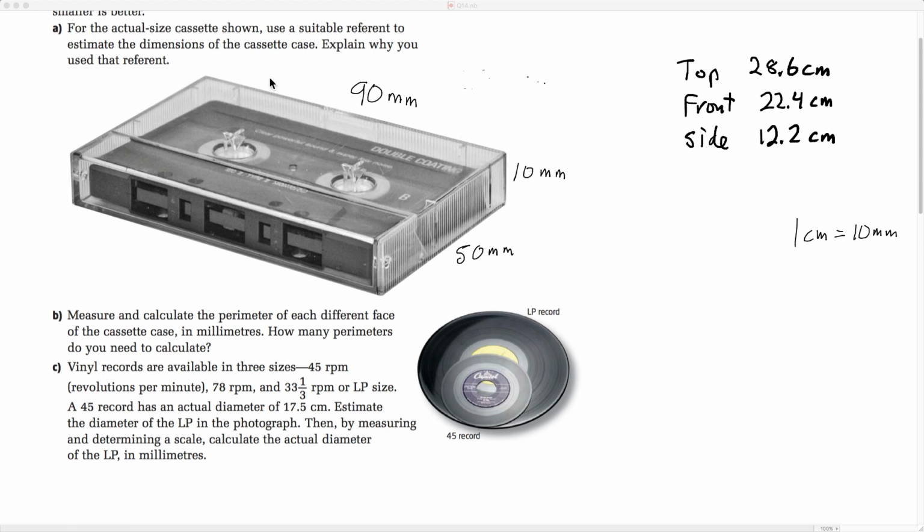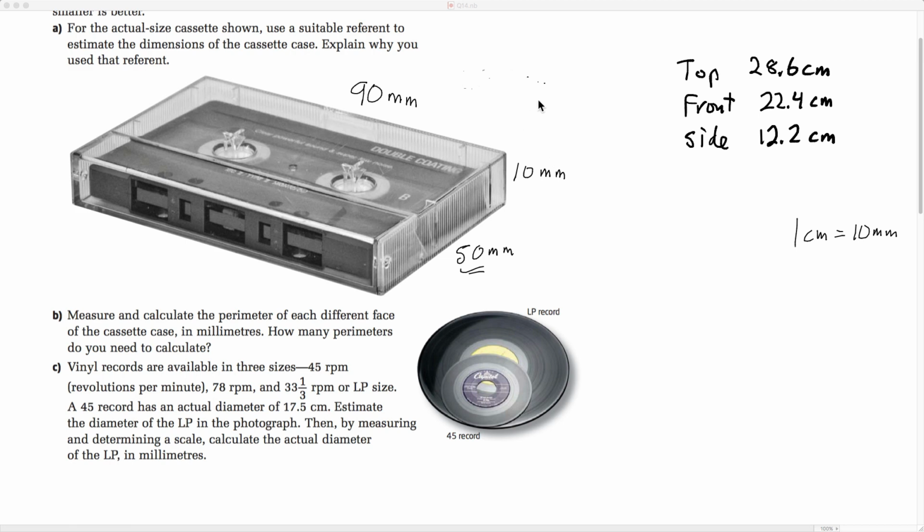And I got 90 in this direction. I got 10 in this direction, millimeters, and 50 in this direction. And this could have been 5, 1, and 9. And in the book, they got an estimate of 10, 1.5, and 5. So this one was close. This one's out a little bit and this one's out a little bit.